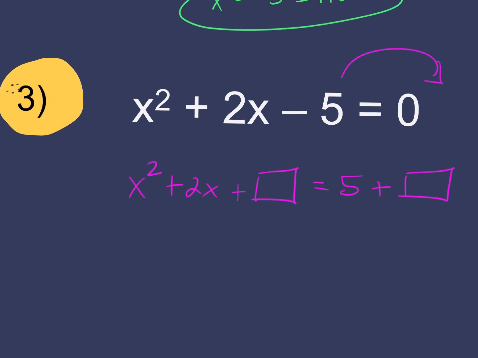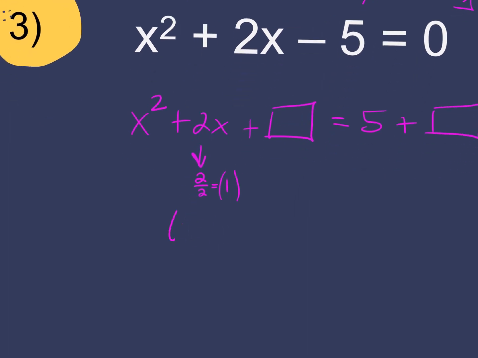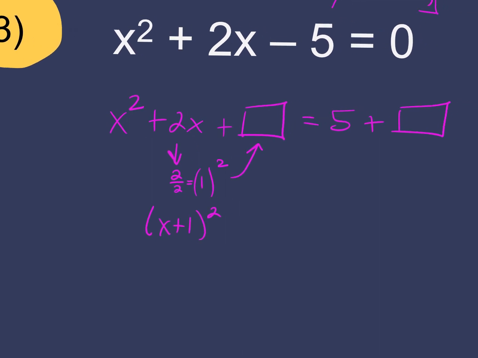So take your b term. What is your b term? Positive 2. 2 divided by 2 is 1. What kind of 1? Positive. So I have x plus 1 over here. Then when we square this number, it goes in the box. What's 1 squared? 1. So what you do to one side, you do to the other. So equals 6. Now we do the same thing all over again.